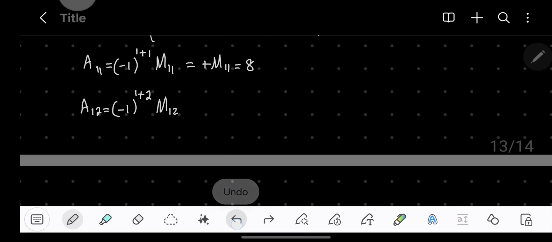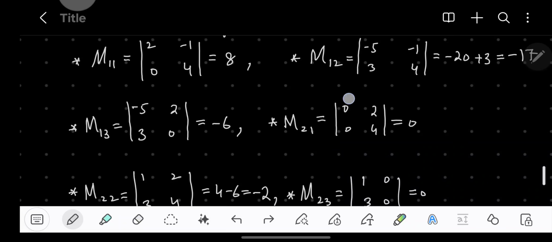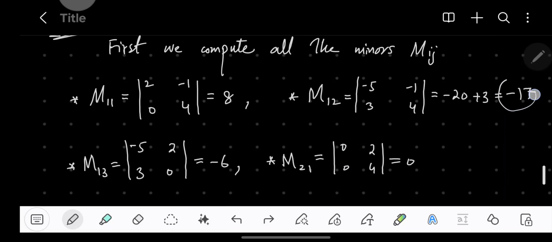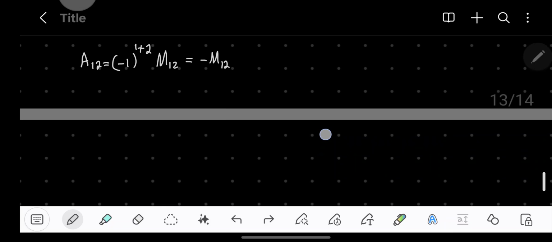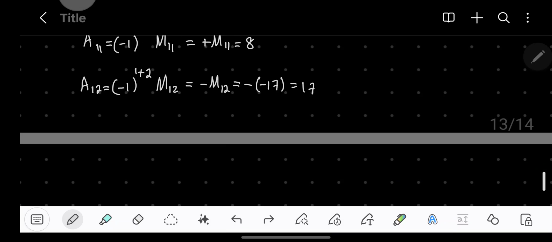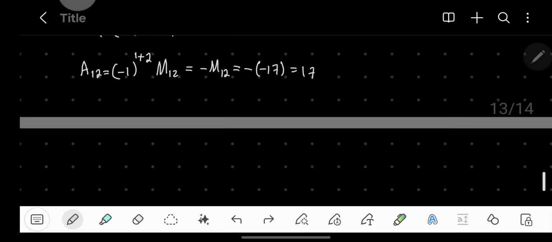Negative 1 to the power 1 plus 2 times M12. Since 1 plus 2 is 3, negative 1 to the power 3 is odd. Whenever you have negative 1 to the power of an odd number, you will get negative. So I will write negative M12. M12 is already found, which is negative 17. You can check from here. So I will put negative times negative 17, which is positive 17.